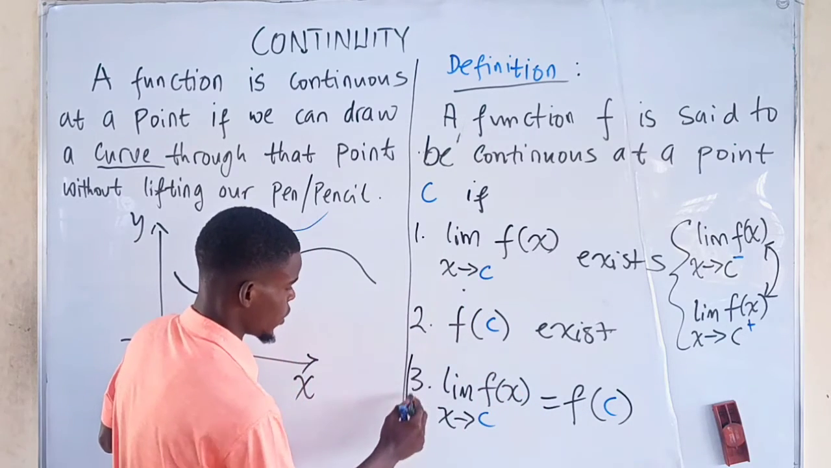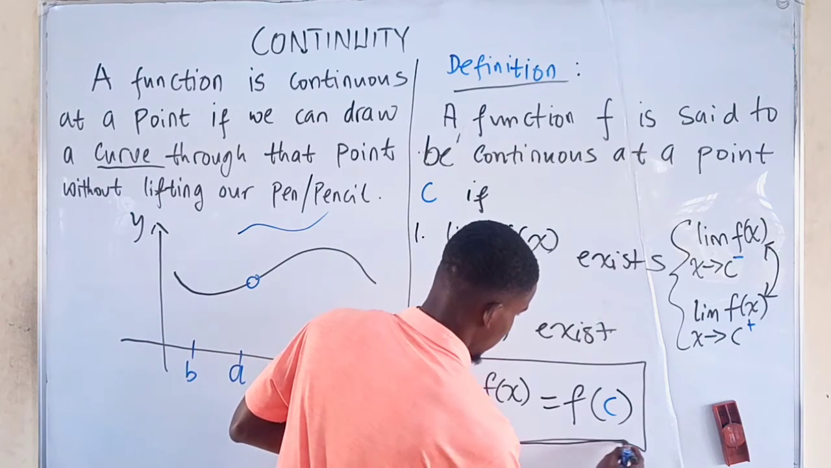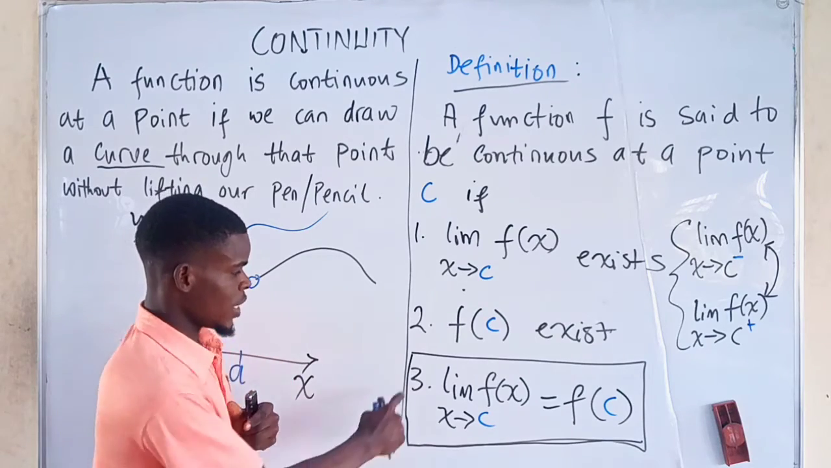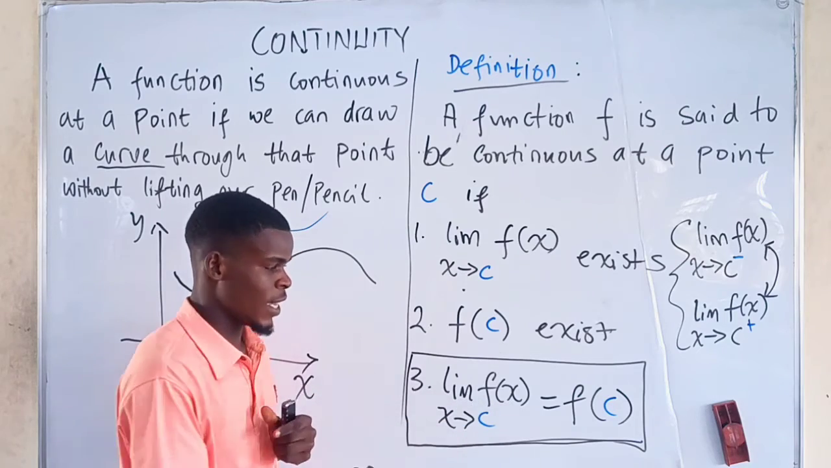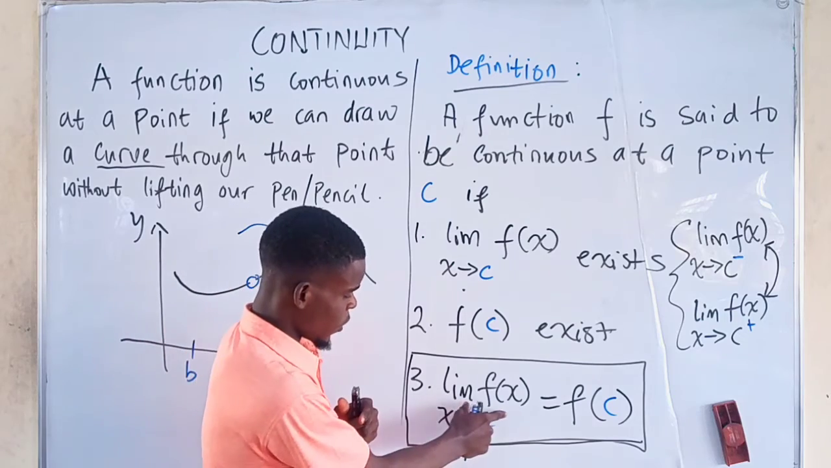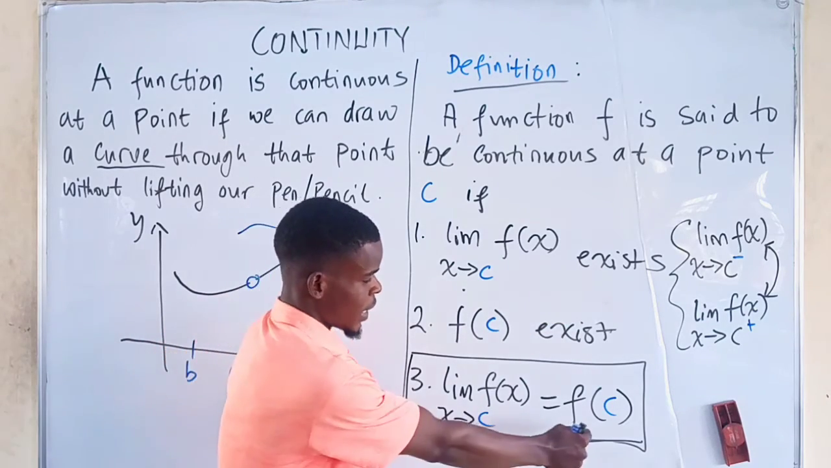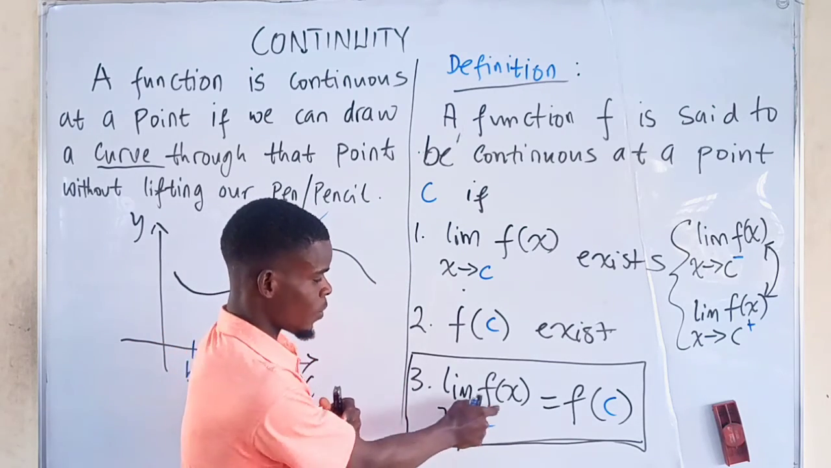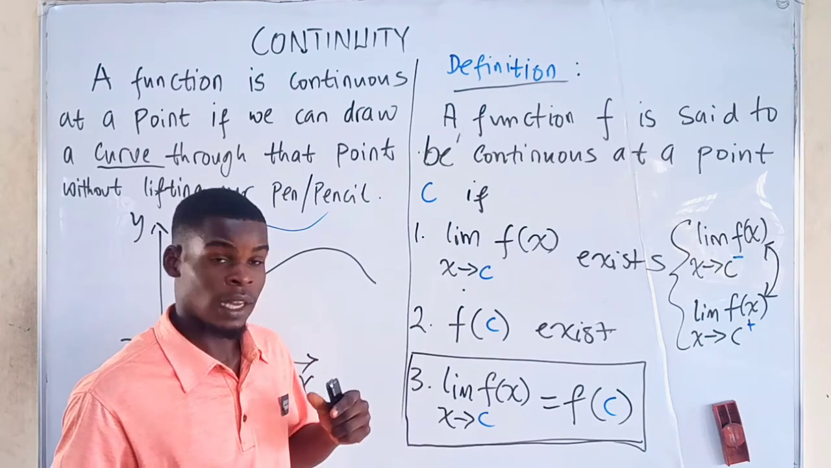Good. This third condition is really the main thing here. All three conditions must be satisfied, but this last statement tells us that the limit of f of x as x tends to c is equal to f of c. So when the one-sided limits both exist and are equal, and we evaluate the function at that point c and get the same value as the limit, then the function is said to be continuous at that point c.